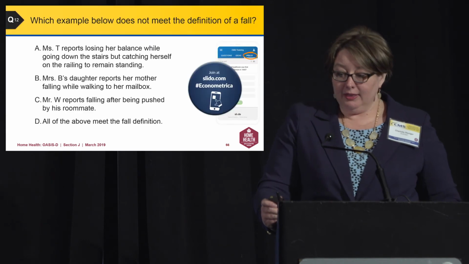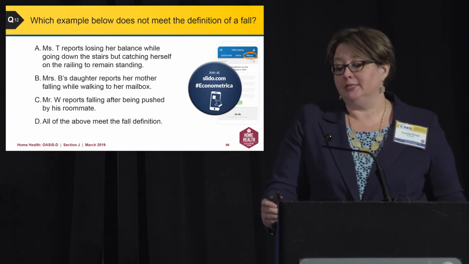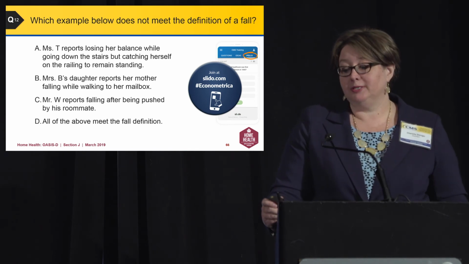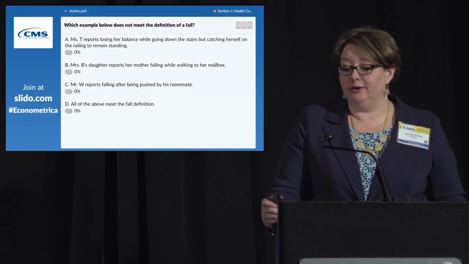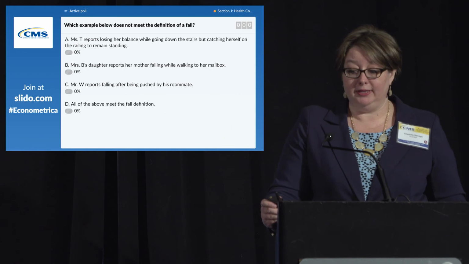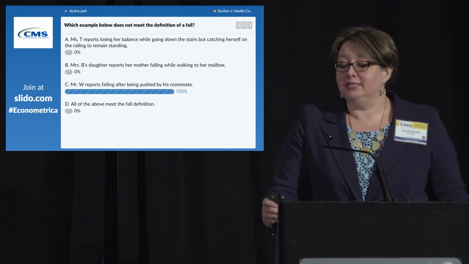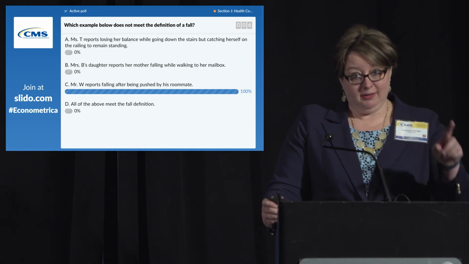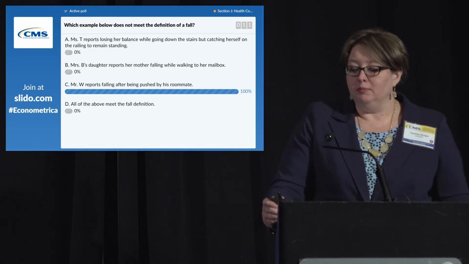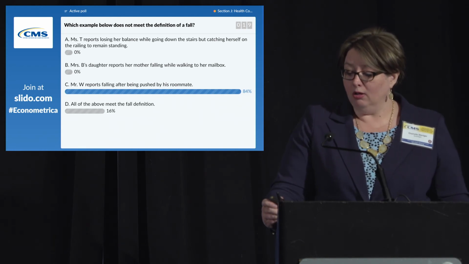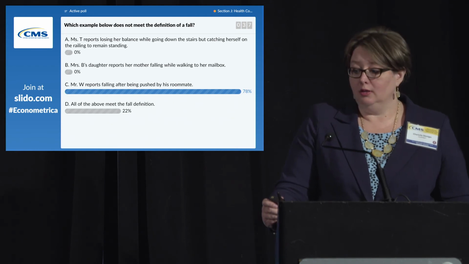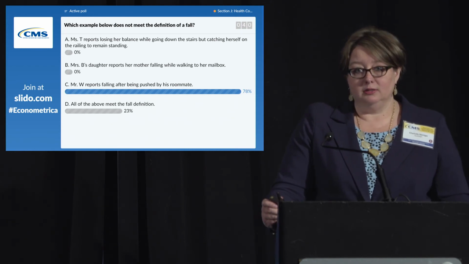Okay, and let's do another one. Which example below does not meet the definition of a fall? Okay, Mrs. T reports losing her balance while going down the stairs but catching herself on the railing to remain standing. Mrs. B's daughter reports her mother falling while walking to her mailbox, so she fell, sounds like outside maybe. Mr. W reports falling after being pushed by his roommate, or they all of them meet the definition of a fall. So let's give that some thought.